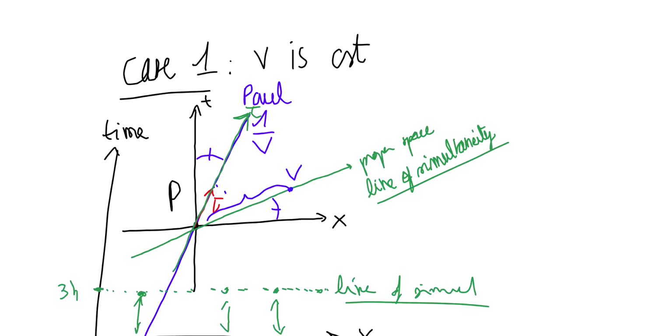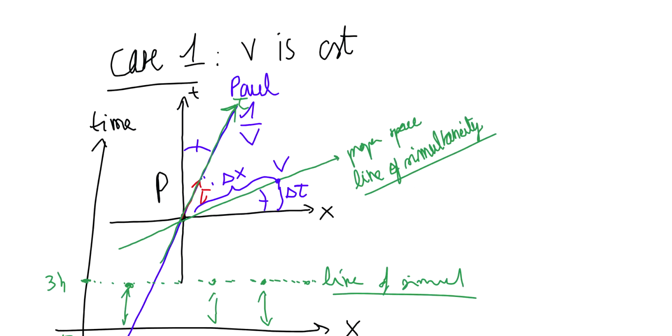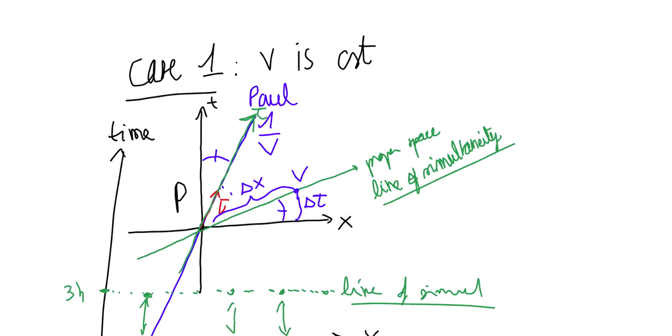This I can call delta x, this delta tau. Wait, it's not really clear what I'm doing here, so I'm going to do it again.